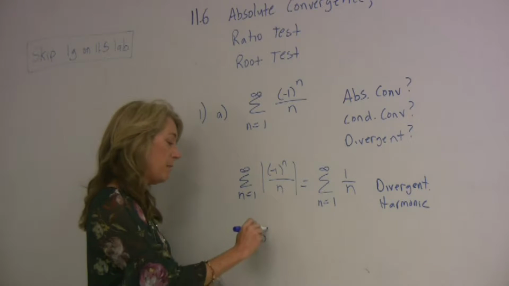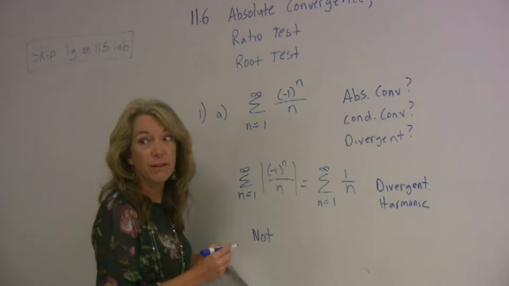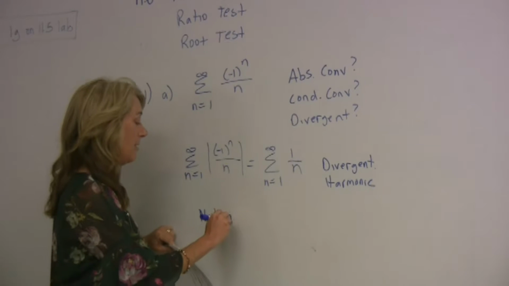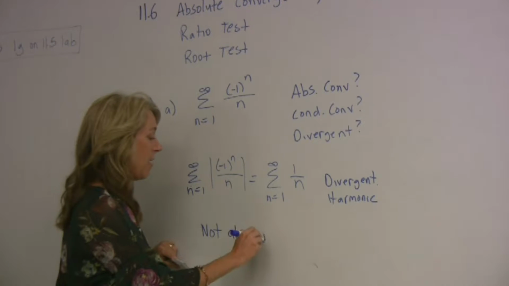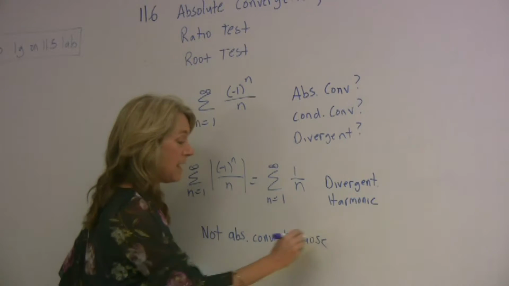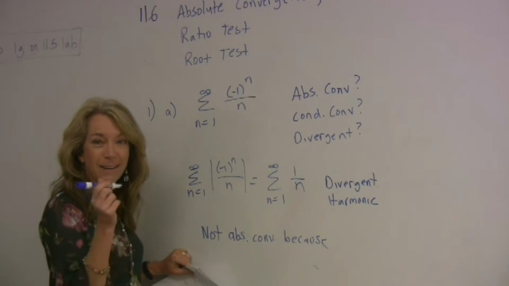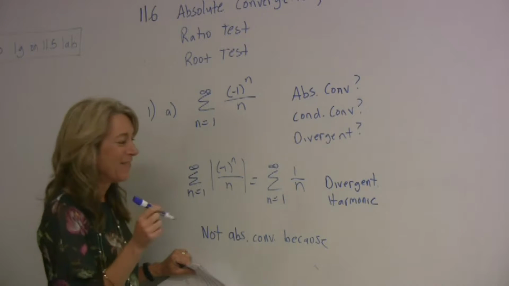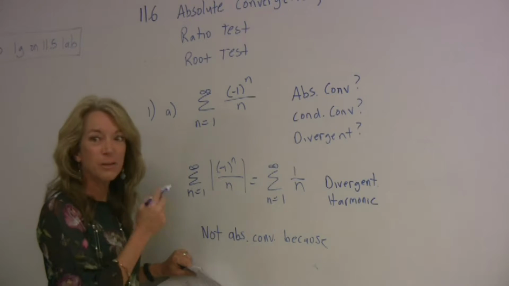You gotta be able to tell me why, guys, otherwise I think you're just guessing, a 50-50 chance of guessing right. Not absolutely, because it doesn't converge when it's absolute value, not alternating. Perfect, I love those words, Zach. Zach said because it doesn't converge when it's not alternating.